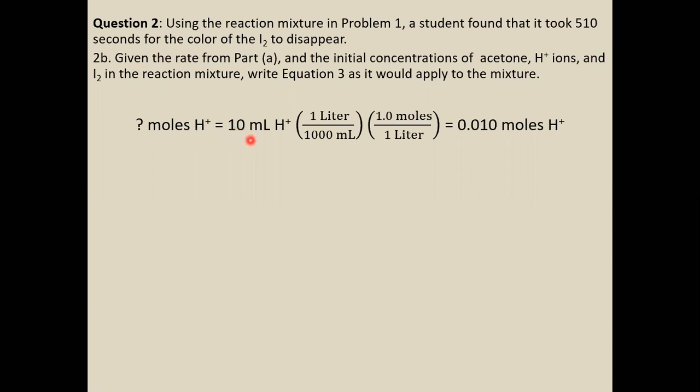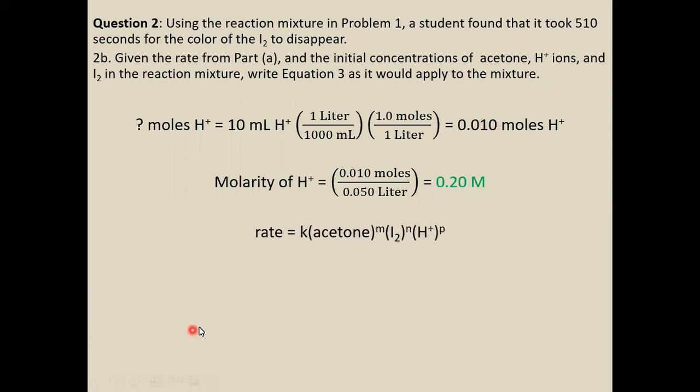We'll take the 10 milliliters, convert it to liters, multiply it by the molarity. That gives us the mole value. We will take that mole value and divide it by the total volume in liters, and that is the concentration of the hydrogen ions. This is our rate expression.